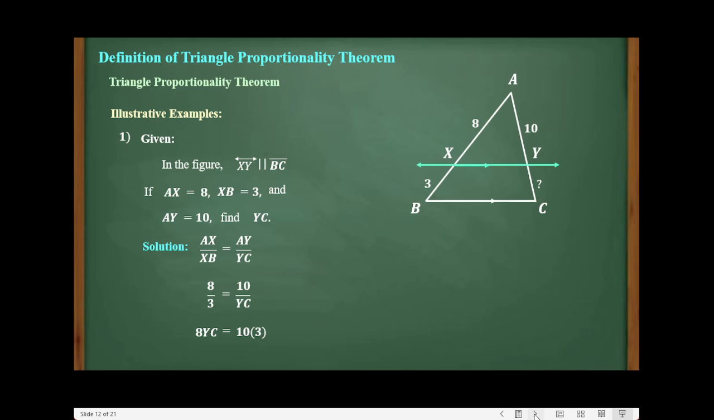By doing the cross-product method, the equation becomes 8 times YC is equal to 10 times 3. And YC is simply 30 over 8, which is 10 times 3 over 8, or equal to 3.75, which is our answer, or the missing length for YC. Okay? Next.